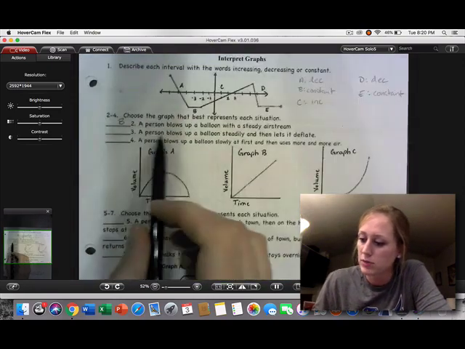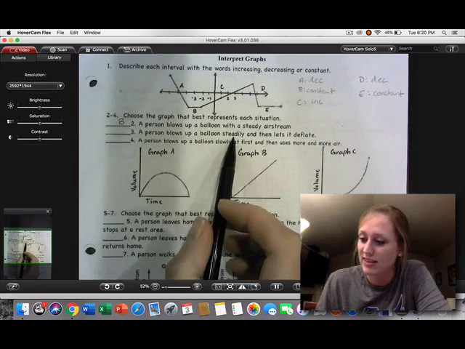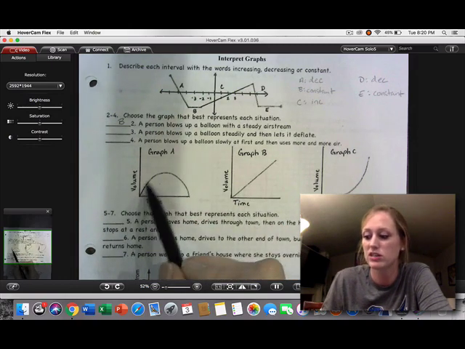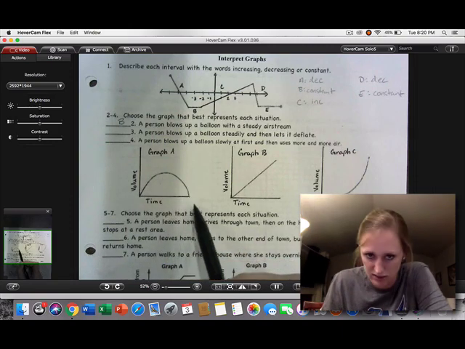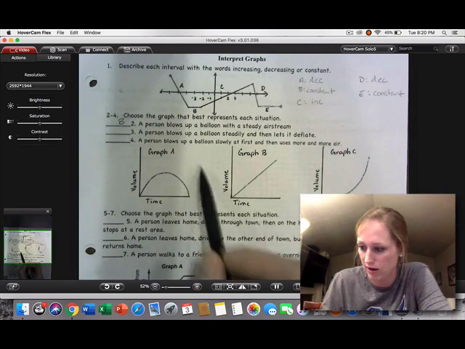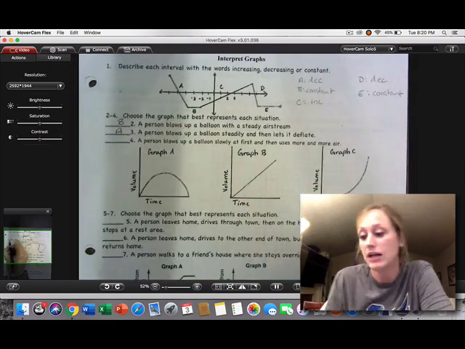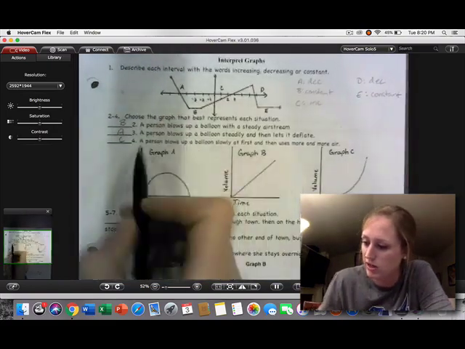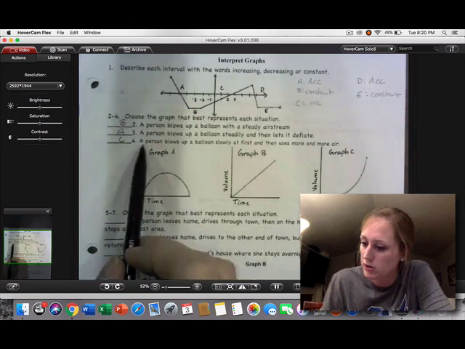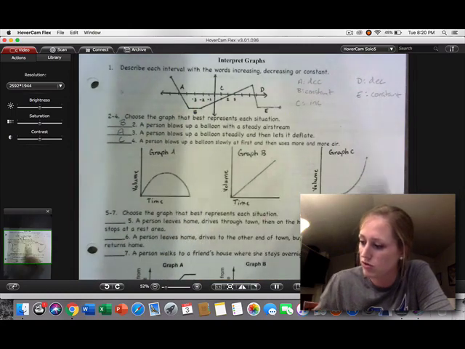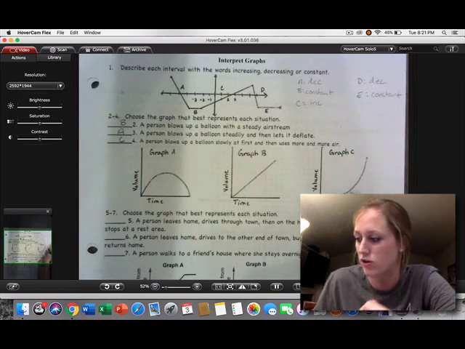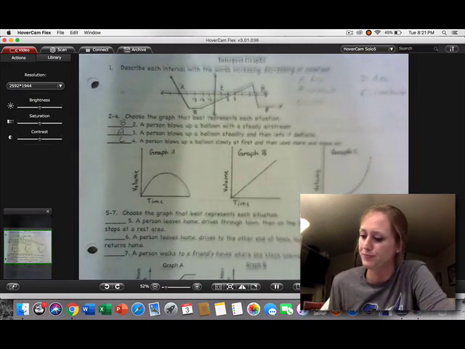A person blows up a balloon steadily and then lets it deflate. Okay, so the volume of the balloon is increasing and then it's going to go back to 0 once they let it deflate. So A would match up with scenario 3. And process of elimination, C is going to go with 4, but let's match up the scenario with the graph. So a person blows up a balloon slowly at first and then uses more and more air. So they start slow and then blow more and more air so that volume increases a little bit quicker.